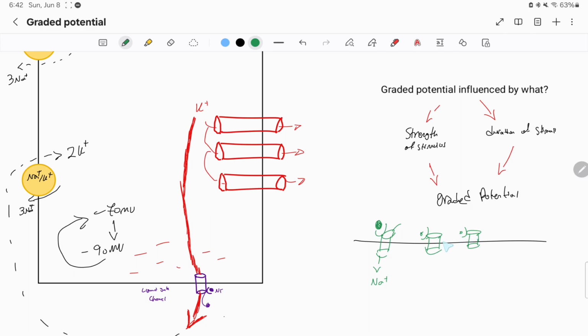If I bind all 3 of them, then I'm going to bring in more positive charges, greater depolarization, and maybe I have a chance of hitting the threshold potential then, right? So that's how the strength of stimulus example works. The other one is the duration of the stimulus.